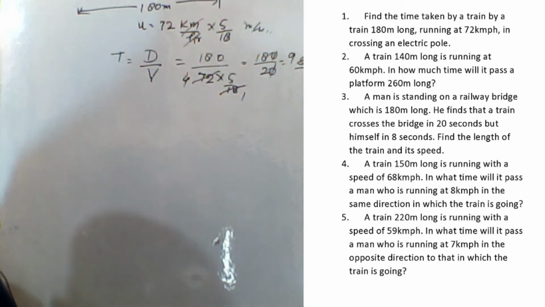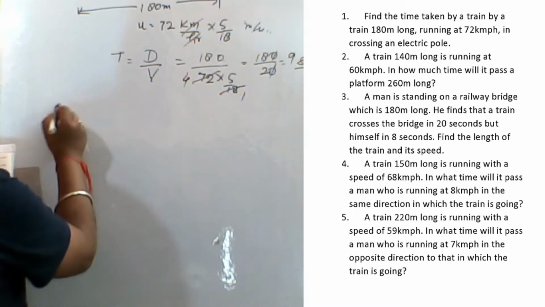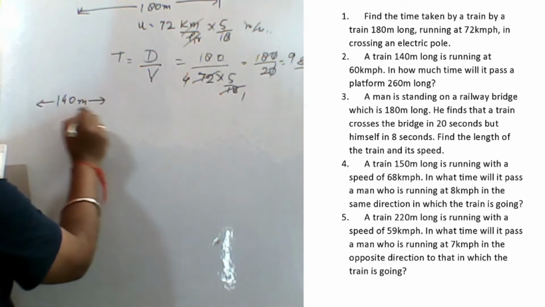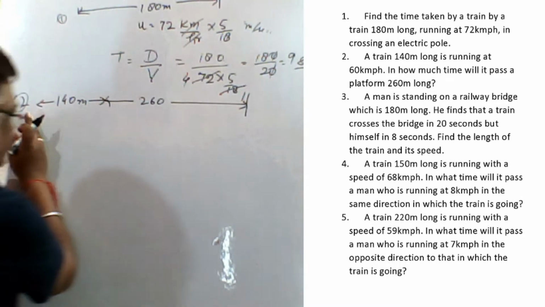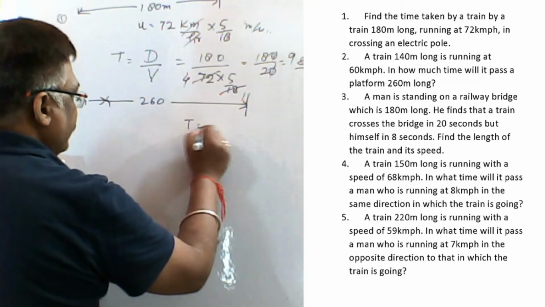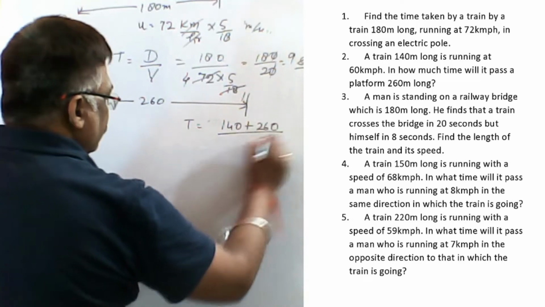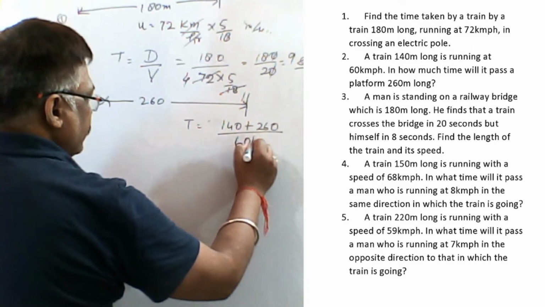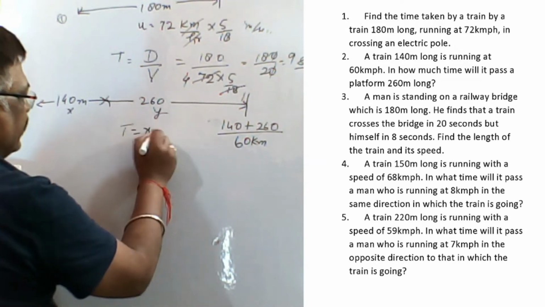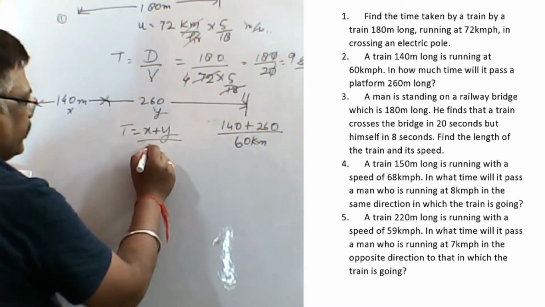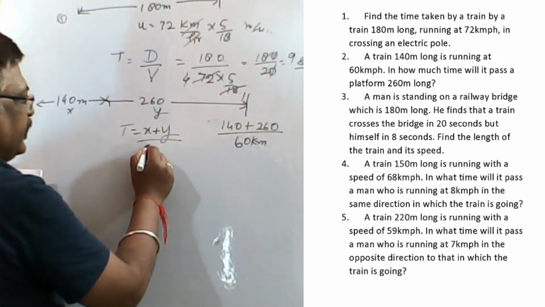Second question: a train 140 meter long is running at 60 km per hour. In how much time will it pass a platform of 260 meter? So 140 meter is the train, this is first, this is second, the platform is 260. Now the train has to cross the total distance. So the time taken here will be 140 plus 260 divided by the velocity, 60 kilometer per hour. Or you can take T equal to X plus Y by velocity, where this is X and this is Y. The speed of the train will be the same whether it is crossing its own length or the platform.